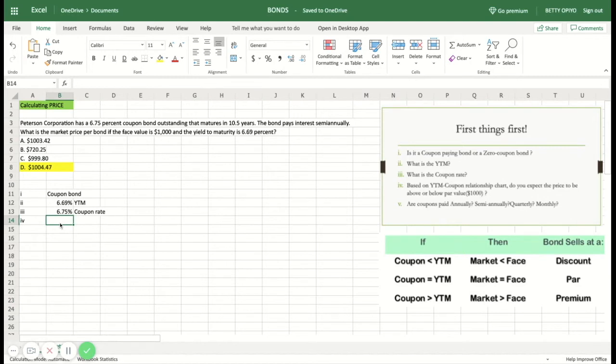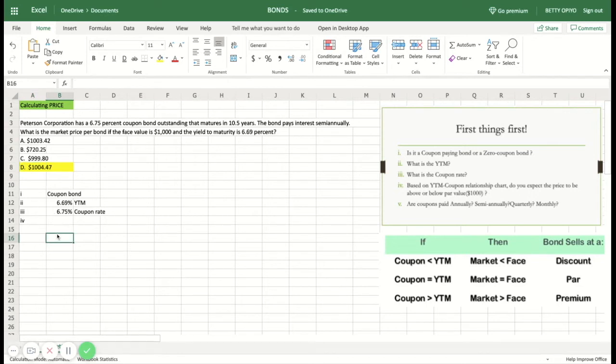So even without calculating the question here, we can eliminate some choices, because we know that the price of the bond is going to be greater than 1,000. So this eliminates choice B, and it also eliminates choice C, because these two choices are less than 1,000. So they are less than the face value. So we know that the correct answer will be either A or D, because we expect the price of this bond to be greater than 1,000.